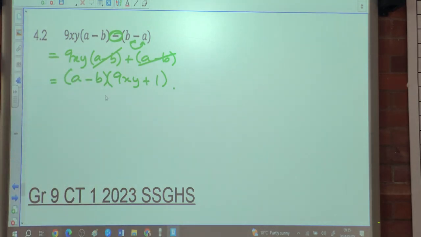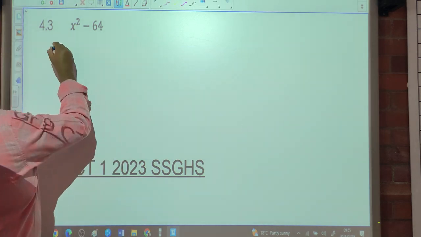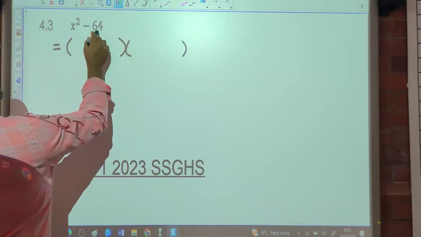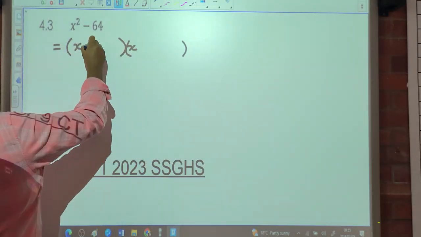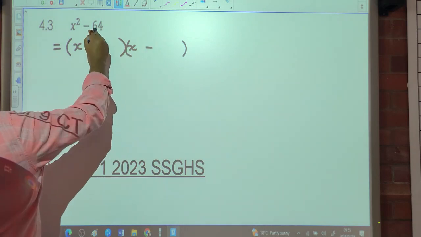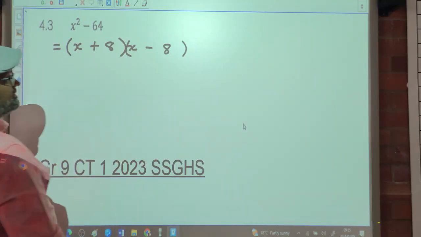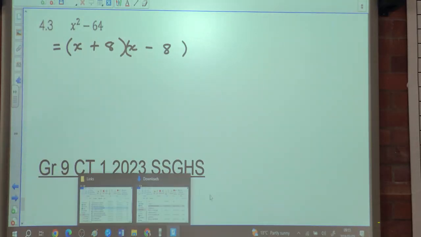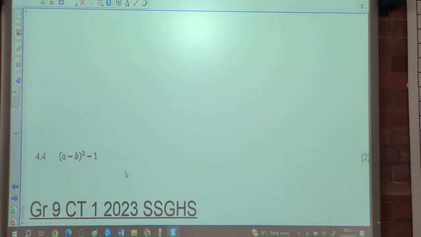That's your answer then, 4.3. So this is the difference of 2 squares here. What's the square root of x squared? The difference of 2 squares. As you can see, both are perfect squares. What's the square root of x squared? x and x, one plus the other minus. What's the square root of 64? 8. Okay. And it's also known as the conjugate pair. That is what is going to go into the brackets.